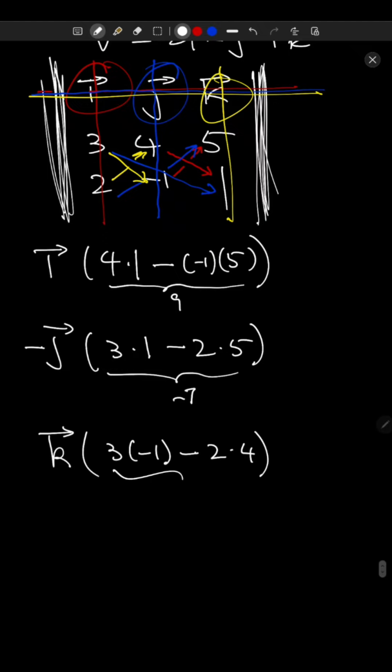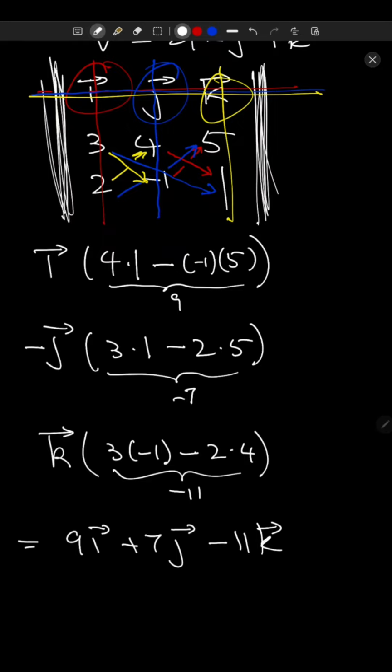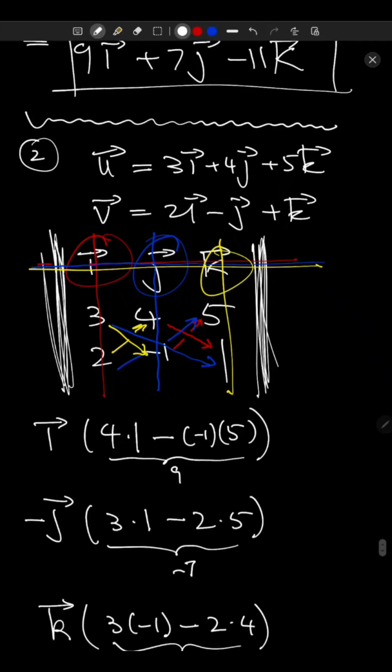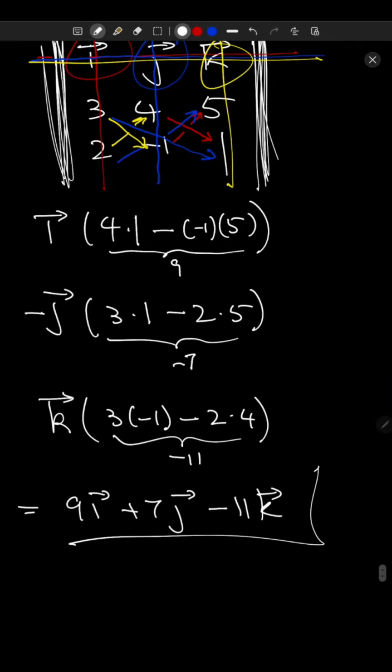That's going to be minus 3, minus 8, so minus 11. So ultimately, we get 9i plus 7j minus 11k. And hopefully, this is the same as what we got above. 9, 7, minus 11. 9, 7, minus 11. Perfect. Okay, so either way is fine.